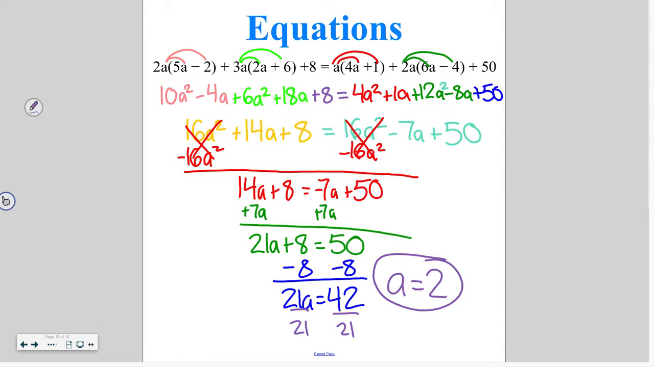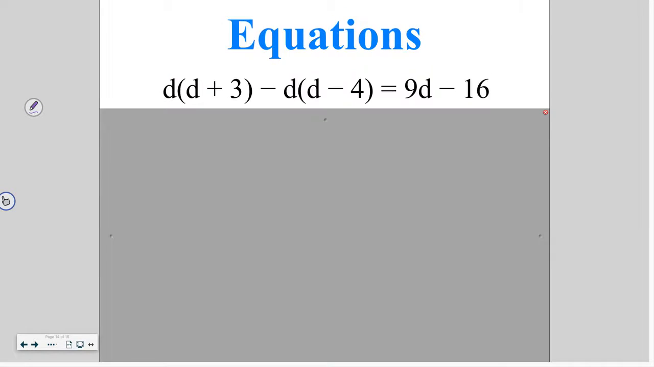So even though this problem was a little bit longer and involved more steps, we still can solve it. You just have to take your time and make sure that you are following the proper steps. Go ahead and try this one on your own.